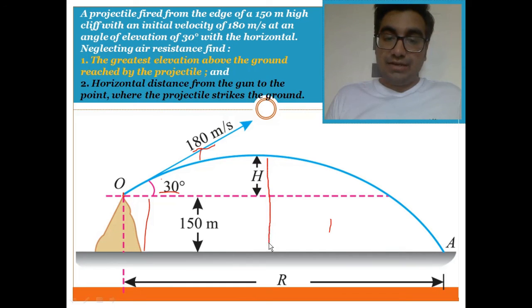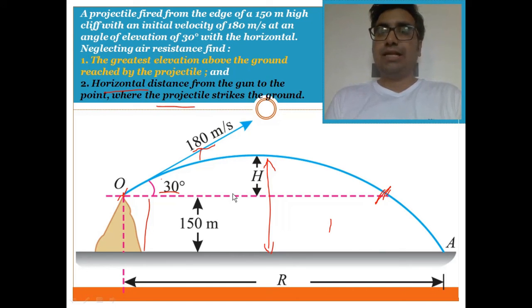So this is the greatest elevation with respect to the ground, and that can be written as 150 plus h. I consider this as a plane motion, and for this part we can apply the formula of maximum height. If I add 150 plus h, I will get the greatest elevation. Next is to find the horizontal distance from the gun to the point where the projectile strikes the ground. That is the range, and that can be found with the help of horizontal and vertical treatment.